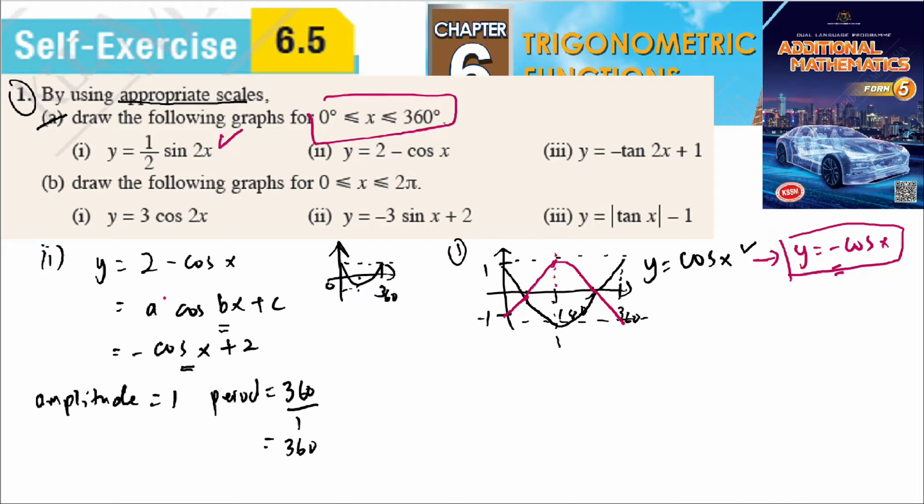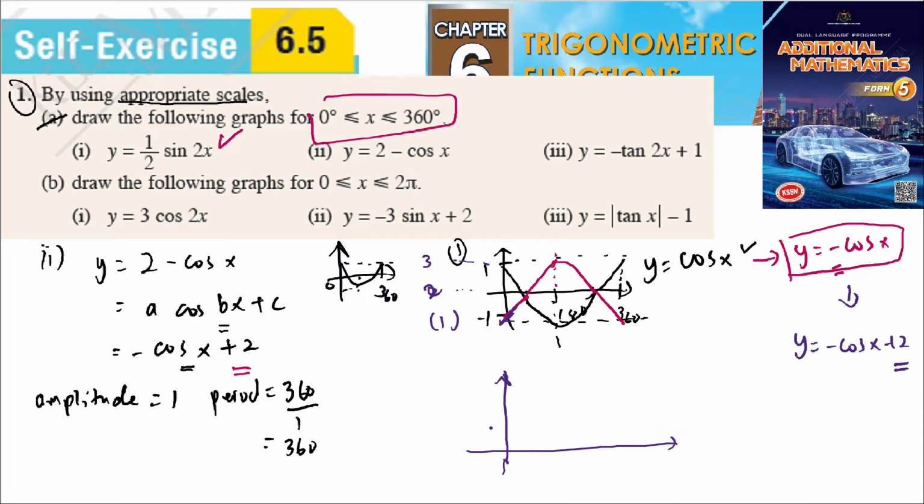But then we haven't finished yet. We have plus 2 here. Now y is equal to negative cos x plus 2. Plus 2 means all the values of y are being added by 2. So you see here, the pink one is the latest graph. So this one is negative 1: negative 1 plus 2, you get 1 here. 0 plus 2, you get 2. And then 1 plus 2, you get 3. So here we'll have all positive.